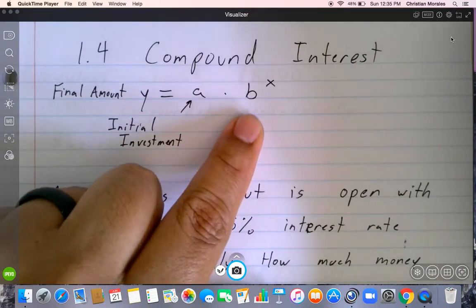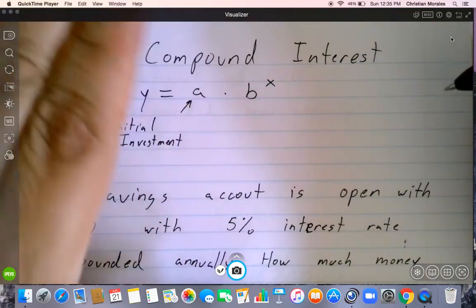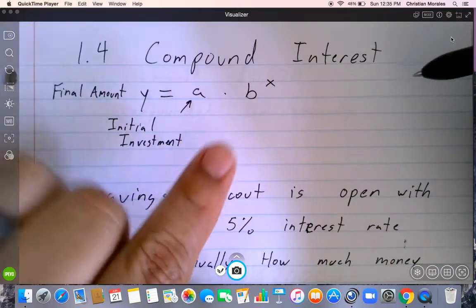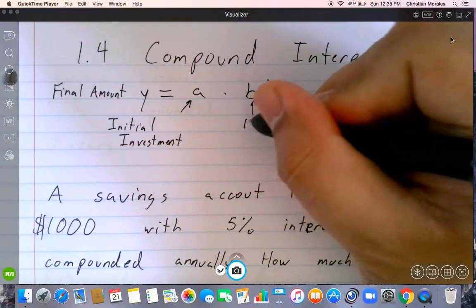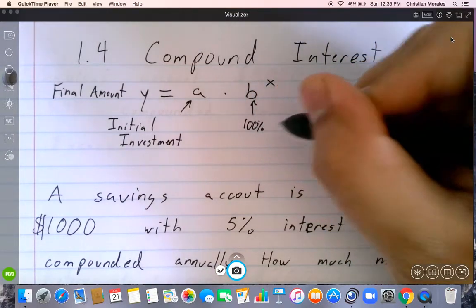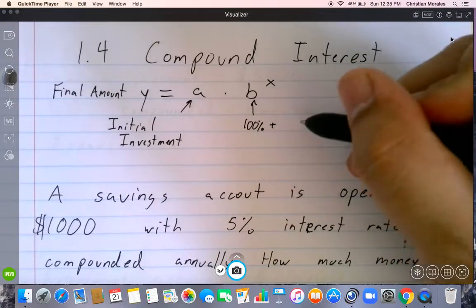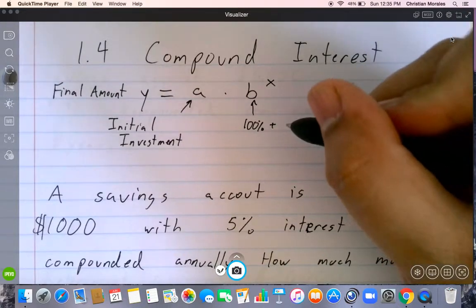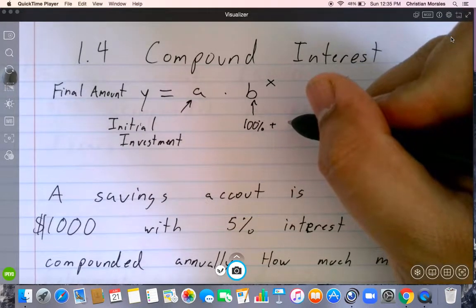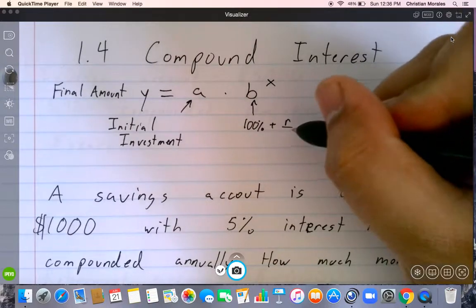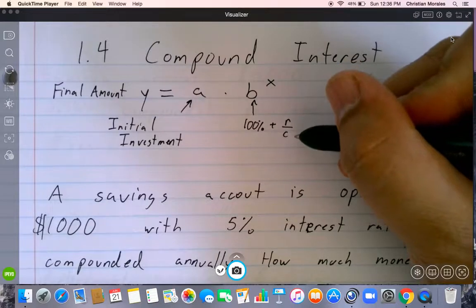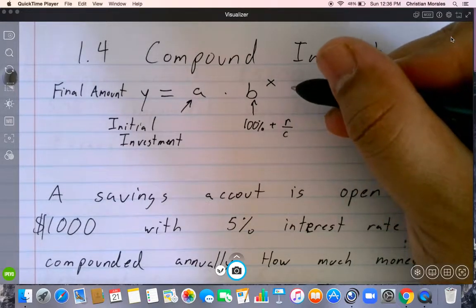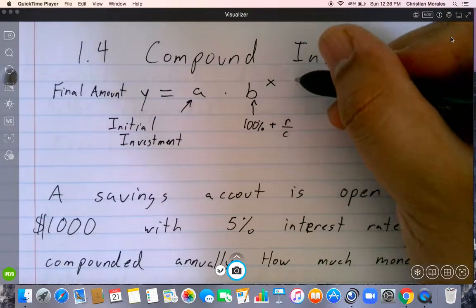B is our multiplier, but B is where all the complicated things go in. So you're still going to use 100%, okay? It's still going to be 100%, but it's going to grow with compounded interest. So I'm going to put R over C for right now, okay? Because I have to tell you what compound interest is for it to work. And then X is how many times it's compounded.